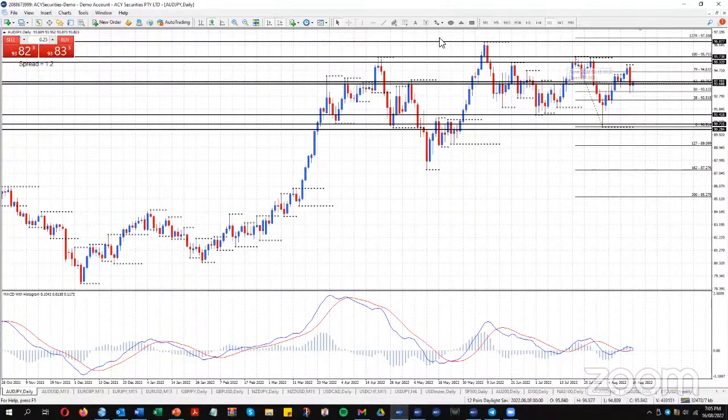So are we now theoretically putting in a move back down this way to test weekly support and maybe come down to the 127 extension? So that's what I'm looking at as a possible reversal pattern from the area.